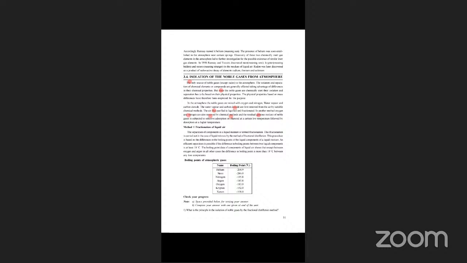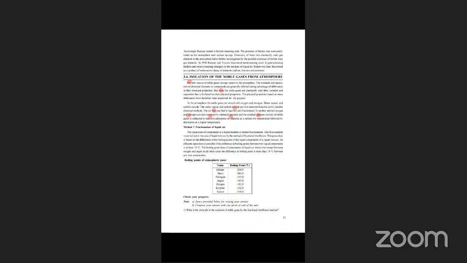Absorption and adsorption are two different things. Adsorption on charcoal at a certain low temperature, followed by desorption at higher temperature. Adsorption is at low temperature, desorption at high temperature. So these are the methods for the isolation of noble gases from the atmosphere.